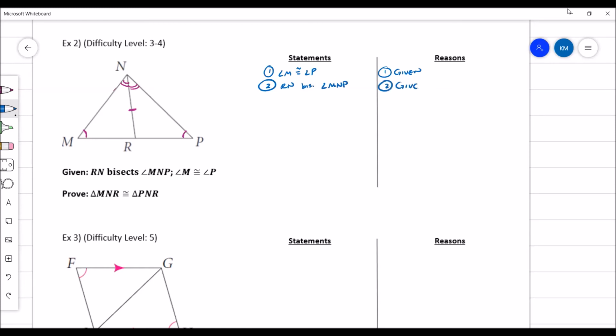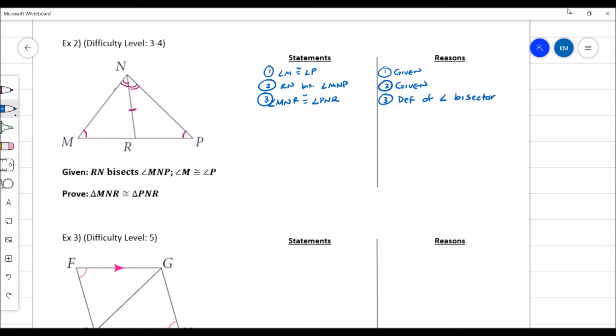Given. Okay, so we're done with our given information. That's, again, information we didn't have to think about or do. They just told us. And so from there, because RN bisects angle MNP, we can say, well, angle MNR, and again, I have to say angle MNR, is congruent to angle PNR. And we're going to say, because that's what a bisector does. A bisector cuts an angle in half. And so we'll say definition of angle bisector.